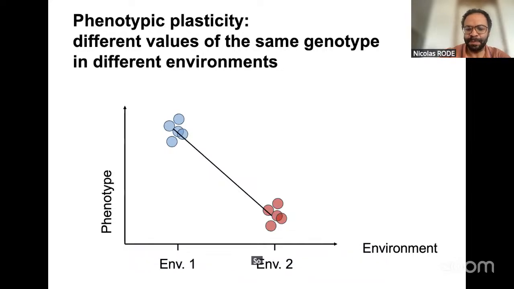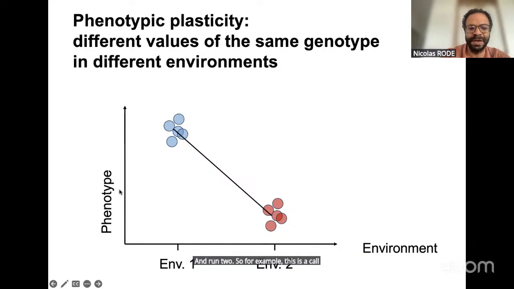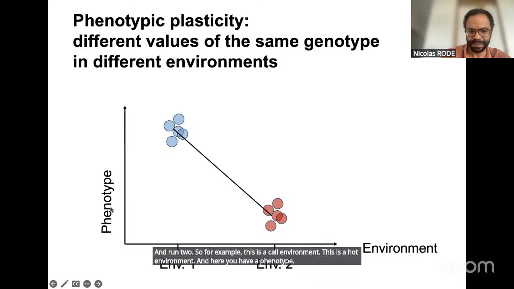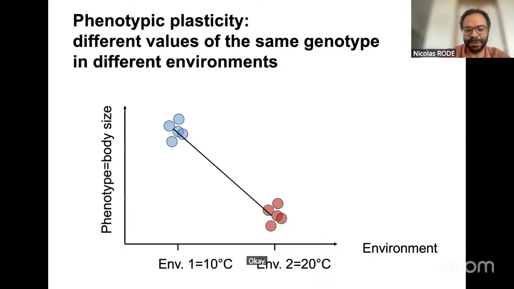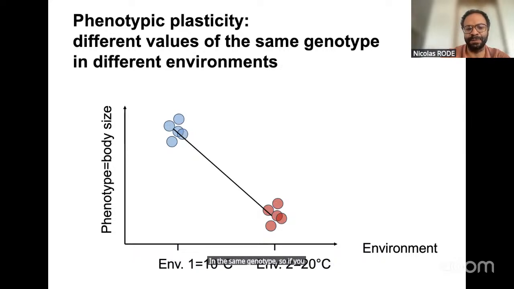So let's take an example. Here you have the environment. So for example, environment 1, environment 2. This is a cold environment, this is a hot environment, and here you have a phenotype. So for example, this could be a cold environment, let's say 10 degrees. This could be a hot environment, say 20 degrees. And then this phenotype could be body size. And in the same genotype, so if you take an isogenic line, for example, the line could have a large body size at low temperature and a small body size at high temperature.